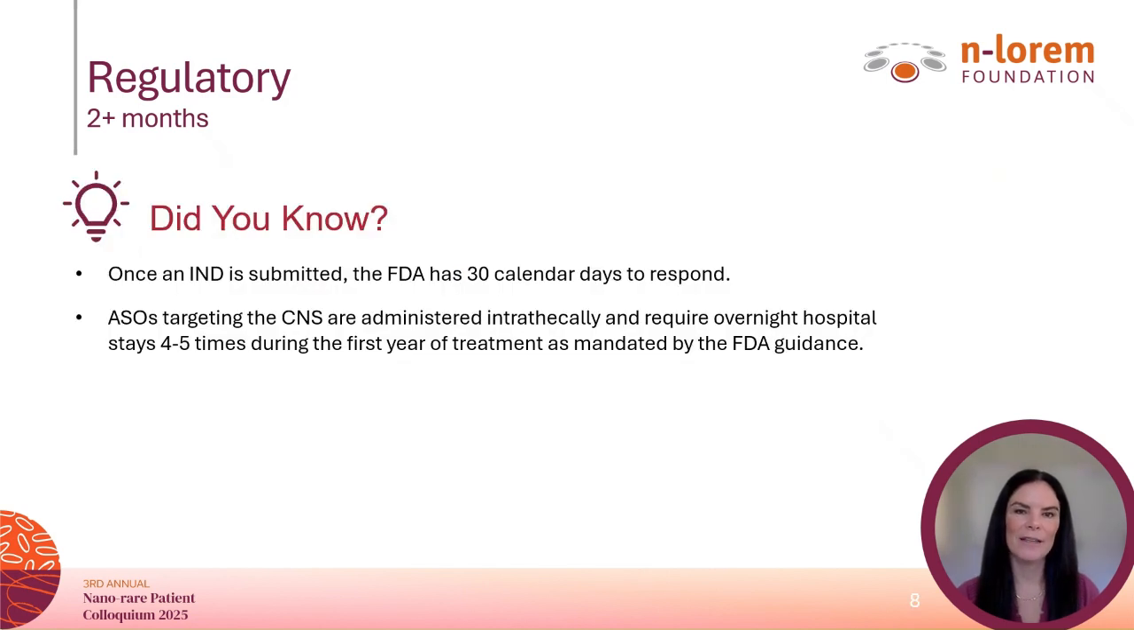On average, the regulatory phase takes a minimum of 2 months. After the IND is submitted, the FDA has 30 calendar days to respond, and in our experience, they typically take all 30 days. The timing for IRB approval is variable between institutions, but commonly takes 4 to 8 weeks to complete. For most institutions, this review process cannot begin until after the IND is approved.